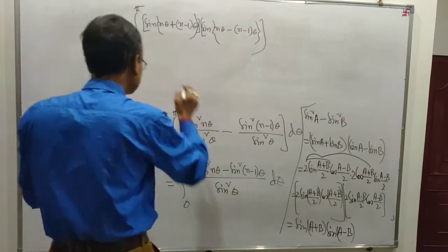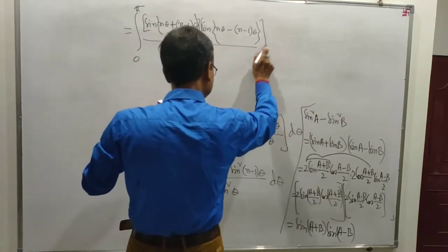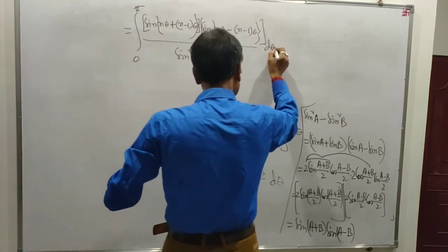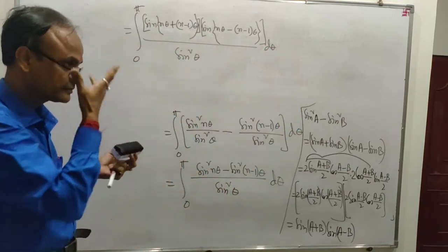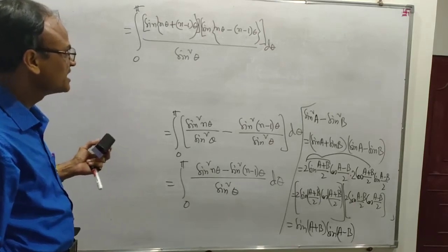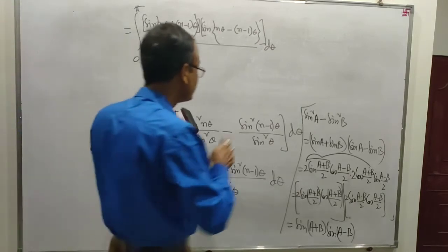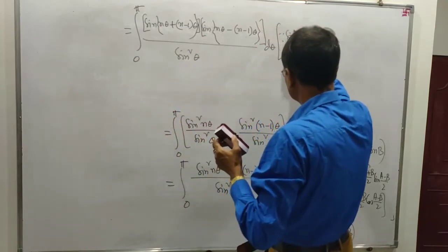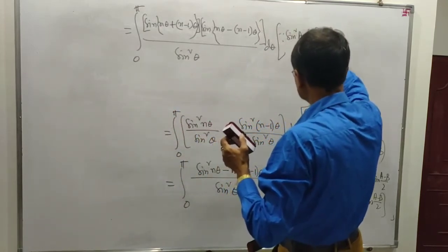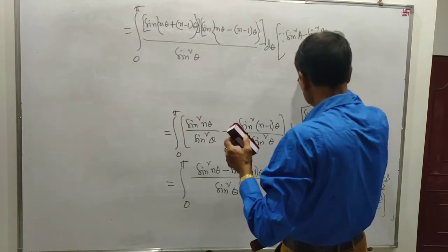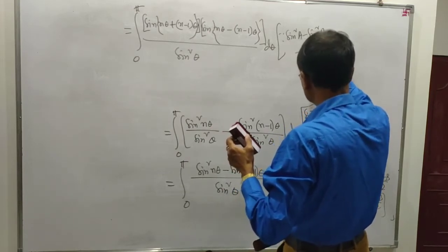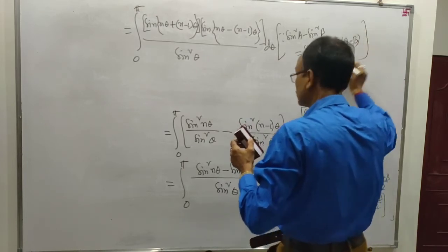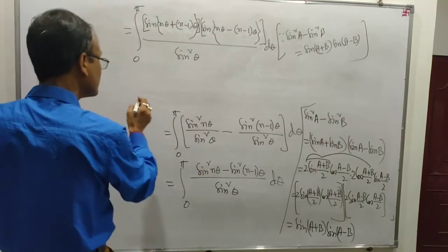You may write in this way also. And in the denominator it was sin square theta. Since sin square A minus sin square B is equal to sin(A plus B) into sin(A minus B).